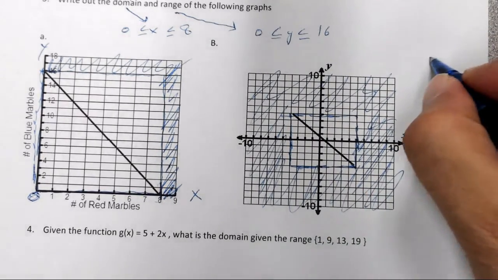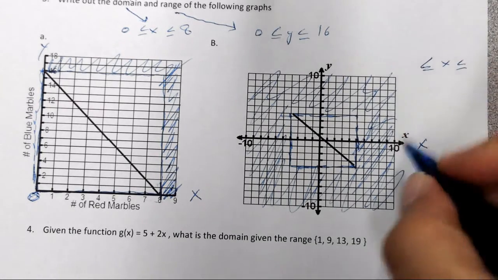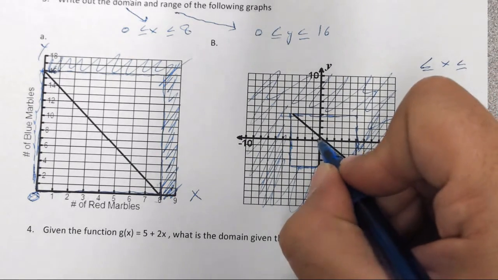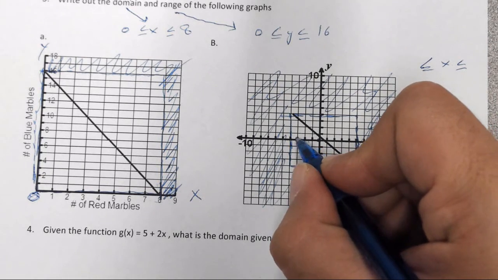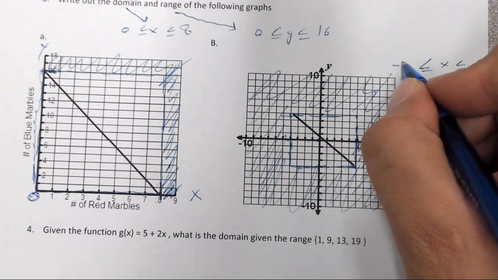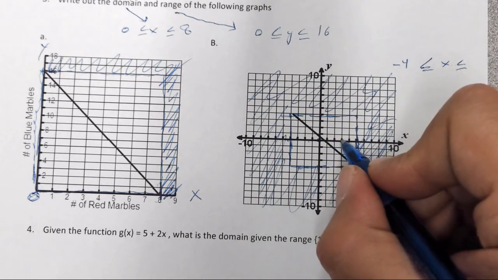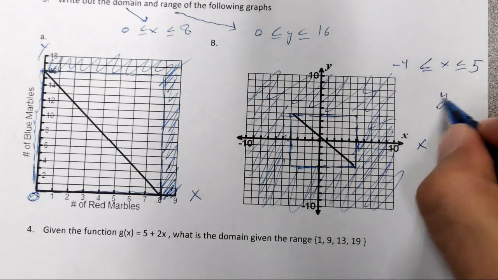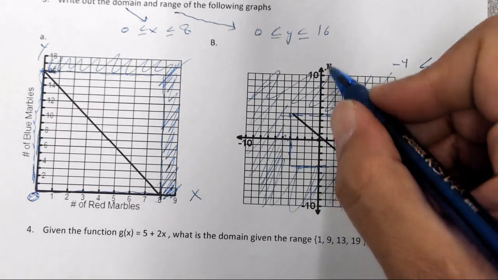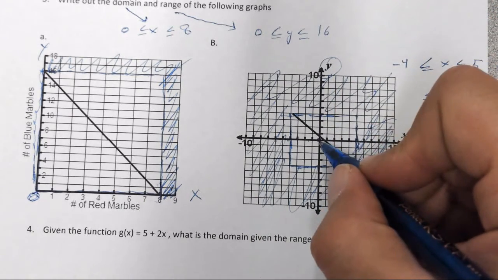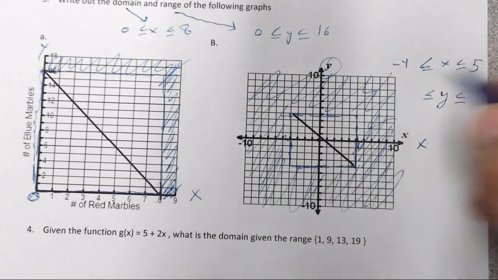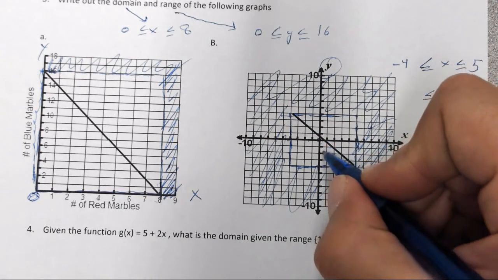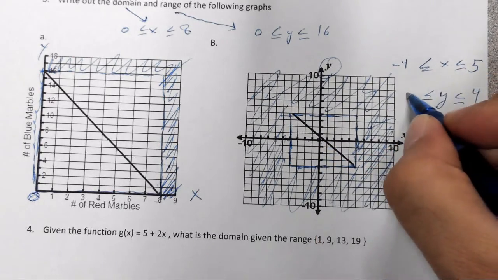For the domain, I'm looking at the x. The box goes to 1, 2, 3, negative 4, and 1, 2, 3, 4, 5. That's the domain. For the range, we're going to use the letter y. And that's right here. And the range goes to 1, 2, 3, 4, and negative 1, negative 2, negative 3, negative 4.